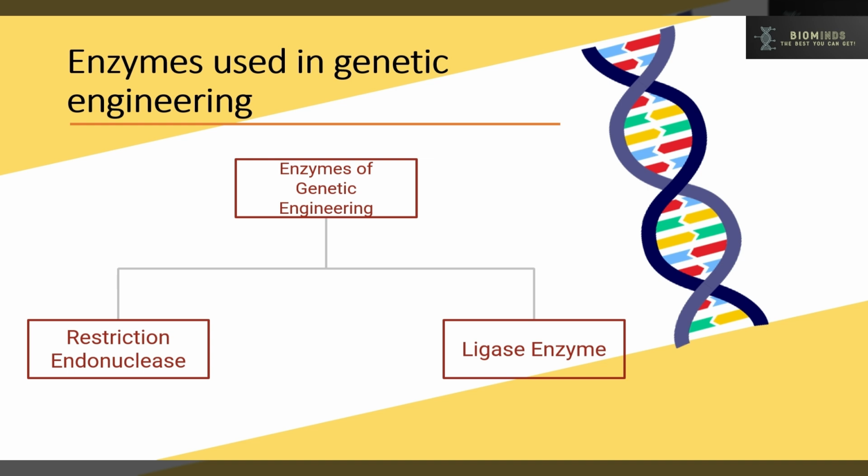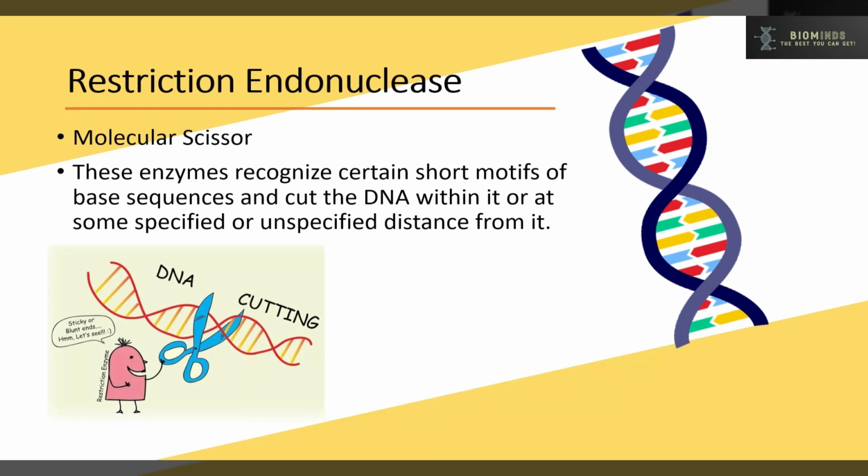So there are mainly two enzymes that we use. There are so many different enzymes we use, but the main and very common enzymes used in genetic engineering are restriction endonuclease and the ligase enzyme. The rest of the enzymes we will study in another session. These enzymes are very important. So the first enzyme is restriction endonuclease.